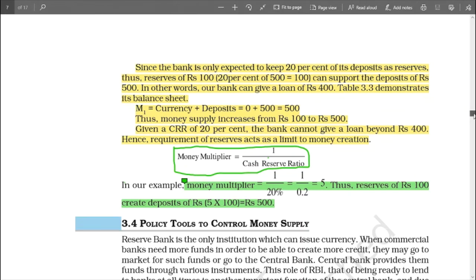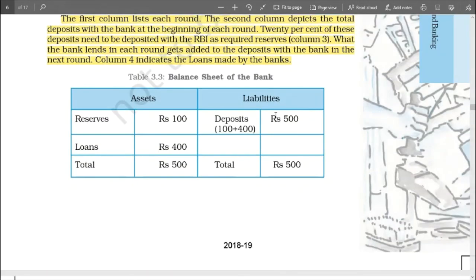From the primary deposit of 100, up to what extent can it create loans, up to what extent can it supply money, multiply money? We can find out with the help of the multiplier. Okay, so 5 is the multiplier. It means that the money that can be multiplied by this banking institution is 500, 5 times.